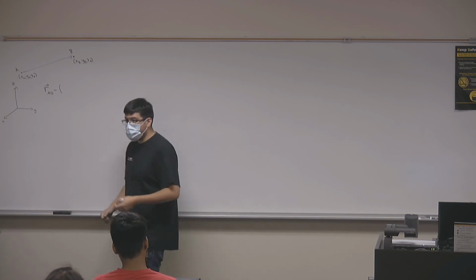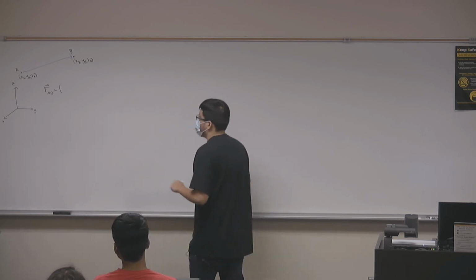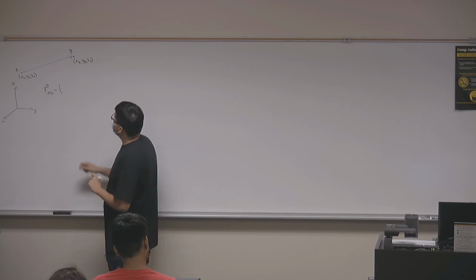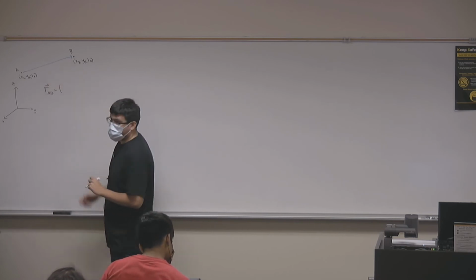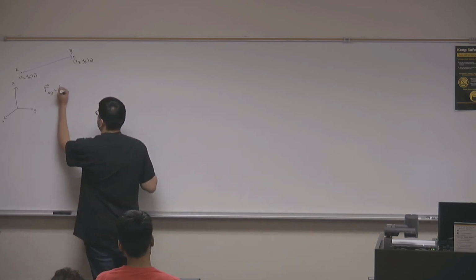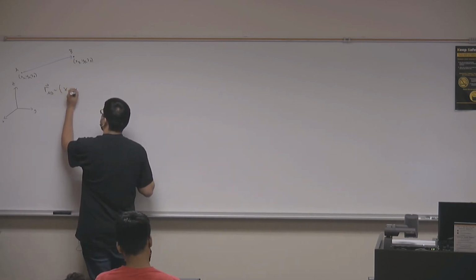So what's your name? Will. Will, let's start with Will. What is the difference between A and B for the x coordinates? xb minus xa. That's correct. Thank you, Will. xb minus xa.